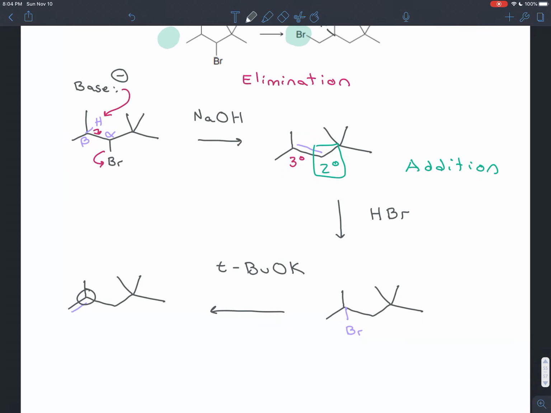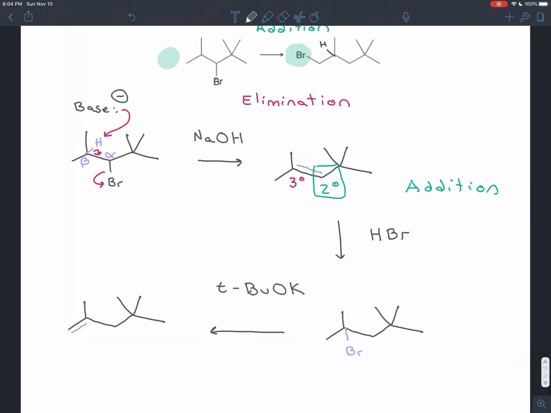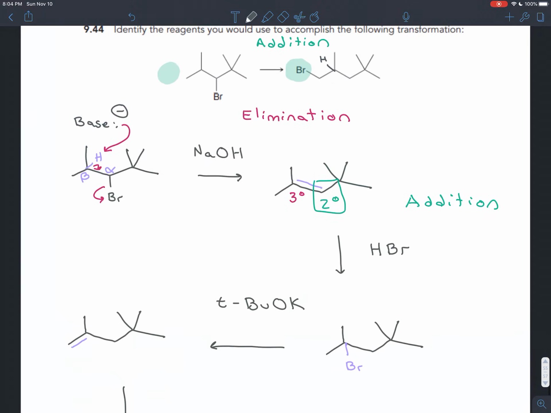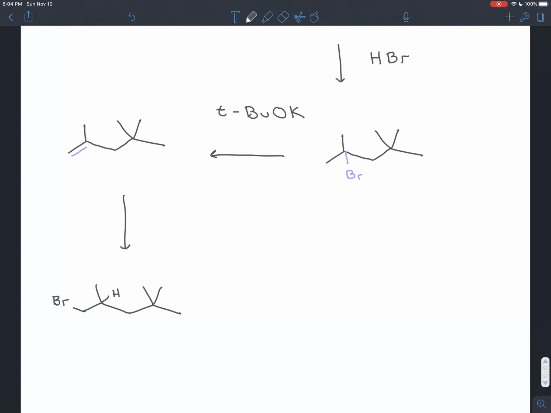Right, there's no hydrogen here. We can see that in the product we want there is. So we want to add a bromine and a hydrogen to get this product. So that's the product that they have for us up here. Okay, well, to add a bromine and hydrogen, that's hydrohalogenation, so we do HBr.